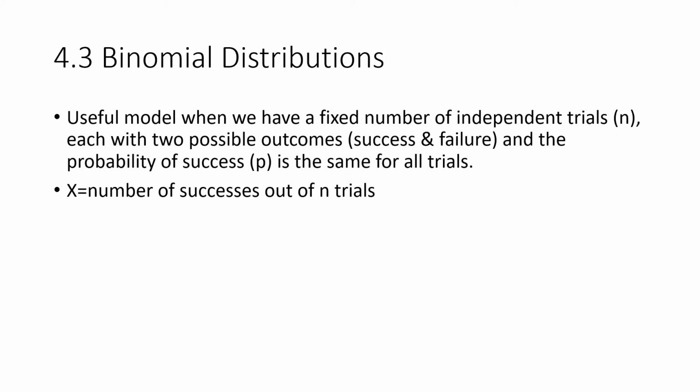The random variable in this situation would be the number of successes out of the n trials, and that's what has the binomial distribution. We'll look at how to calculate probabilities with binomial distributions, and we'll also learn how to find the mean and the variance of binomial distributions.